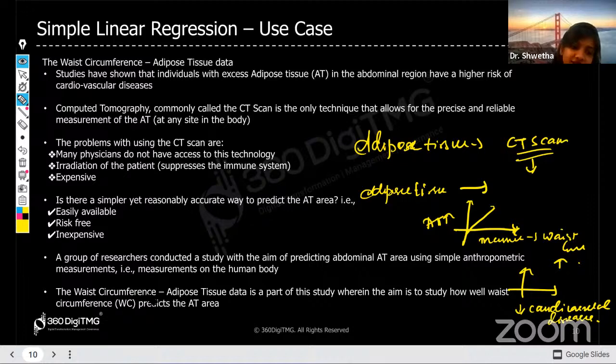So the waist circumference adipose tissue data is a part of the study wherein the aim is to study how well waist circumference predicts the abdominal adipose tissue area.